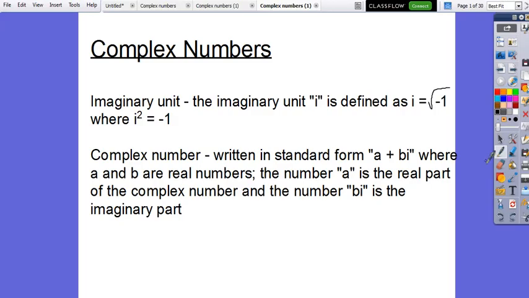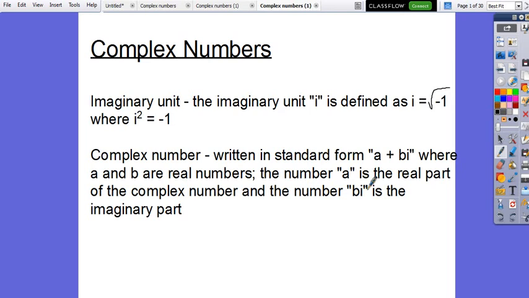Okay, so the complex number system consists of the imaginary unit. The imaginary unit i is defined as i equals the square root of -1. So if we were to square i, i squared would be -1. If I square a square root, we know that the result is whatever was underneath the square root symbol. So i squared would be -1.